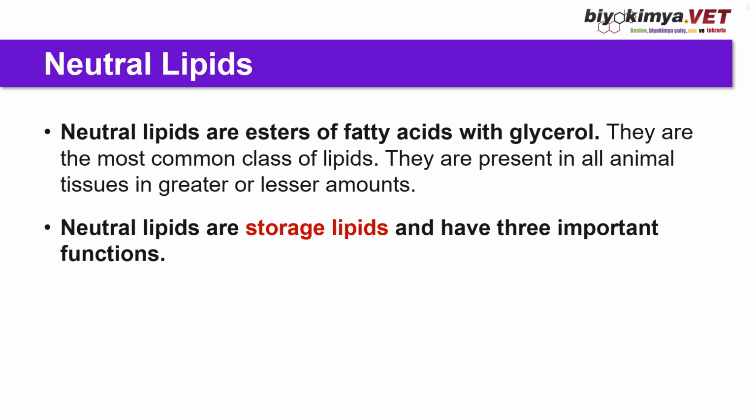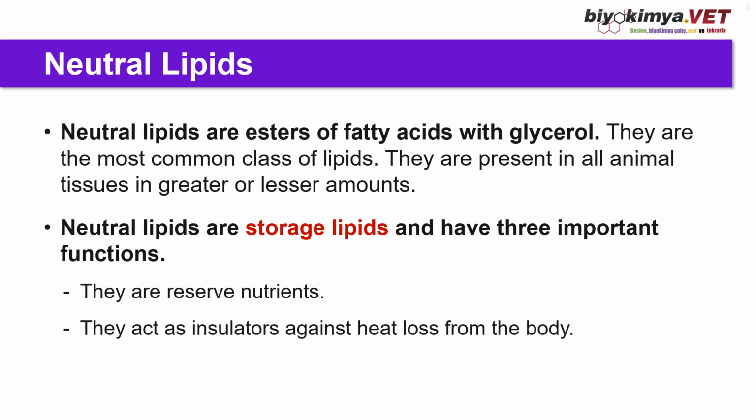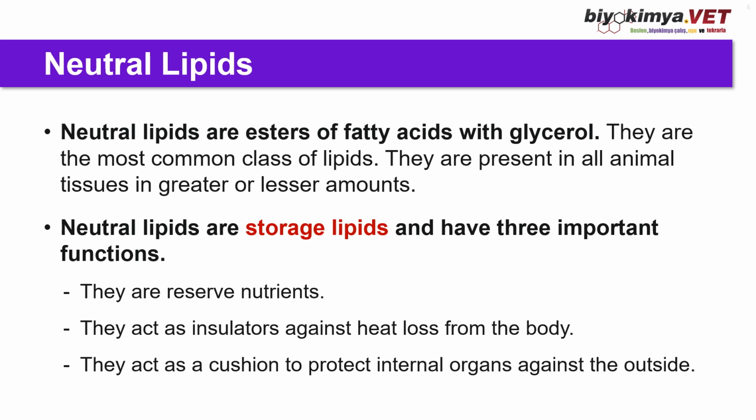Neutral lipids are storage lipids and have three important functions. They are reserve nutrients. They act as insulators against heat loss from the body. They act as a cushion to protect internal organs against the outside. There are two major advantages to using the neutral lipids, and I mean the triglycerides, the biggest member of the neutral lipids. Triglycerides are fuel molecules. They are stored as a fuel instead of polysaccharides such as glycogen and starch.